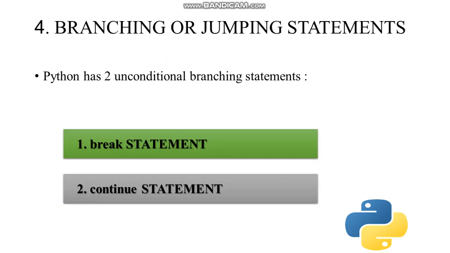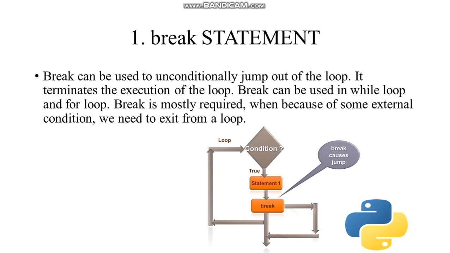Next topic is branching or jumping statements. Python has two unconditional branching statements, that is the break statement and the continue statement. The break statement can be used to unconditionally jump out of the loop. It terminates the execution of the loop. Break can be used in while loops and for loops. Break is mostly required when, because of some external condition, we need to exit from the loop.